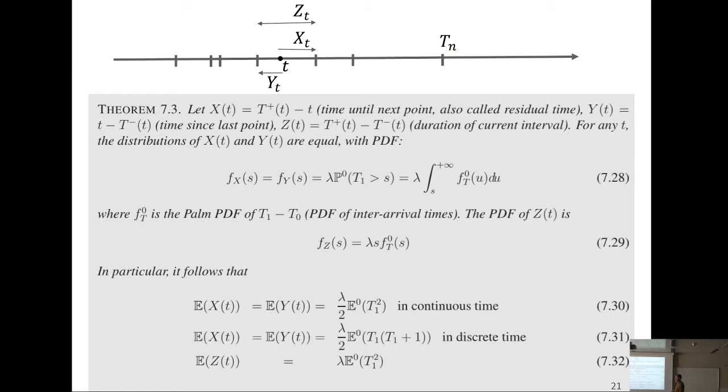Interestingly, x and y have the same distribution. So the distribution of the time to the next event is the same as the distribution of the time since the last event, for any system of this kind. It's a law of physics, if you want. If we reverse time, statistically, there's no way to observe the reversal here, which is not a law of physics.